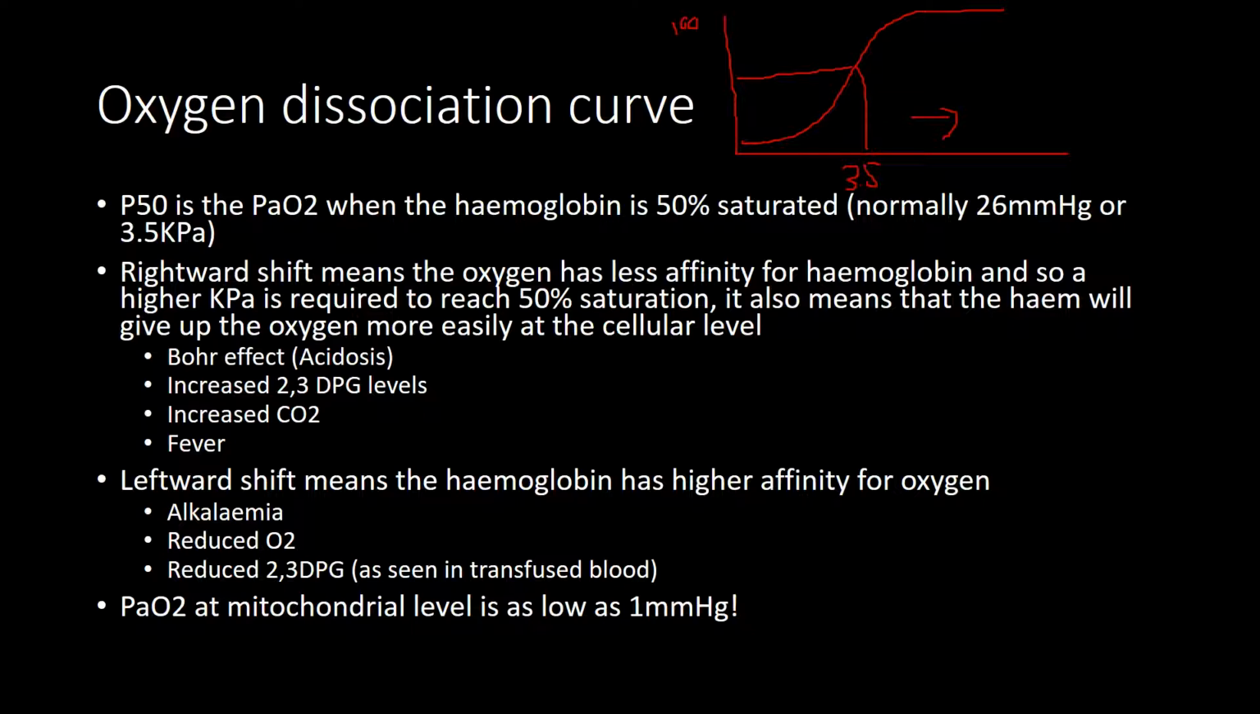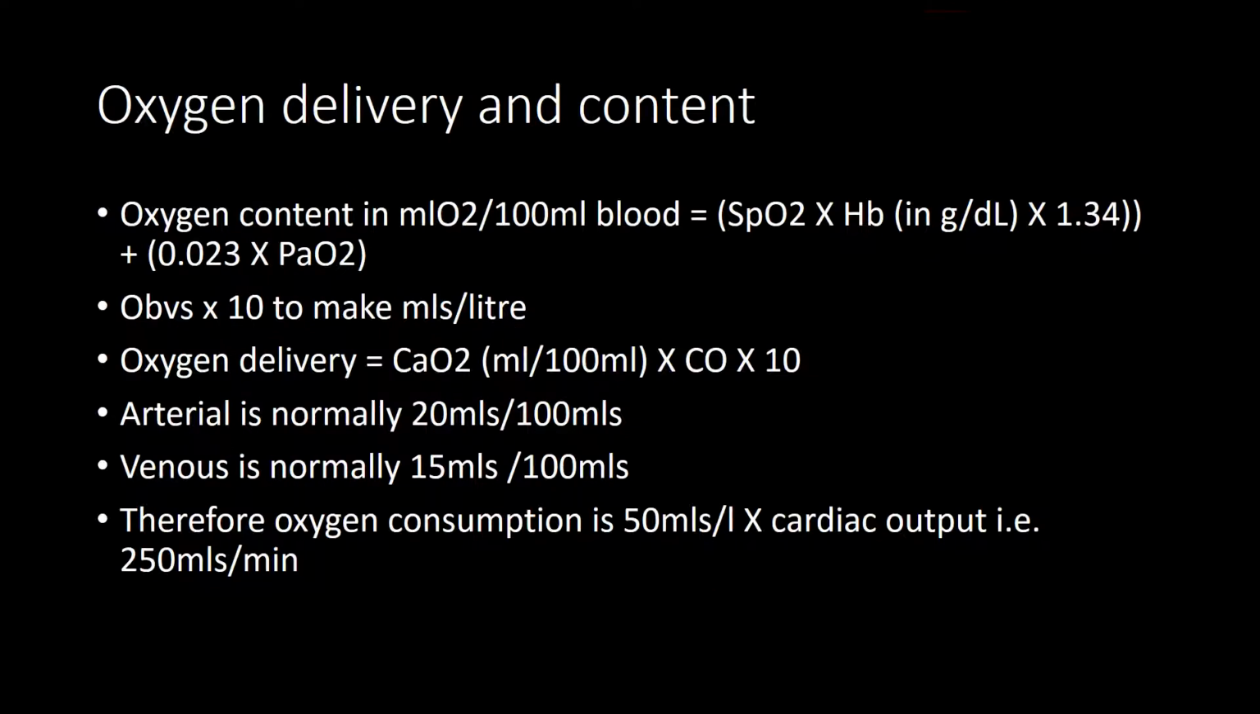If you go left, it means the haemoglobin has a higher affinity for oxygen, and the most relevant here is reduced 2,3-DPG levels, because 2,3-DPG is used as a red cell metabolite, and so in stored blood, the 2,3-DPG levels drop. So the oxygen dissociation curve shifts towards the left. In other words, the haemoglobin has a higher affinity and it's less likely to give up its oxygen. That's why transfused blood takes a couple of days really to make a big difference.